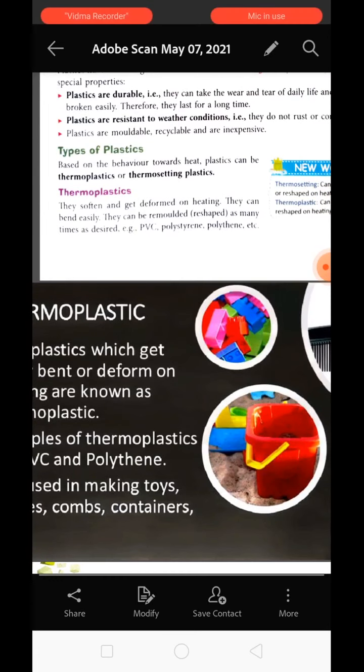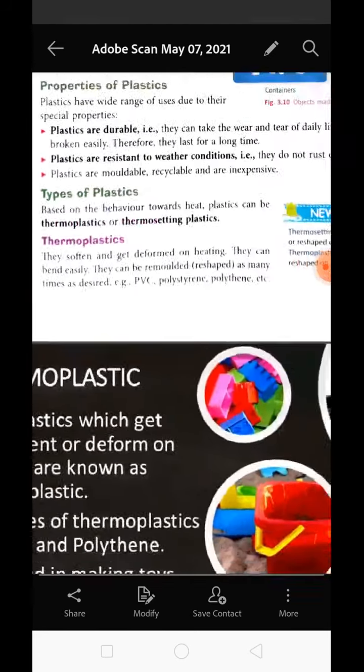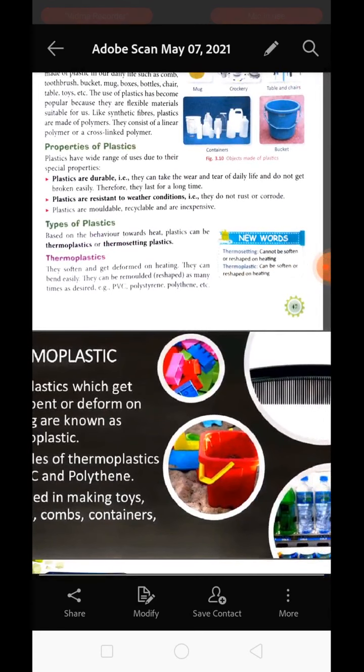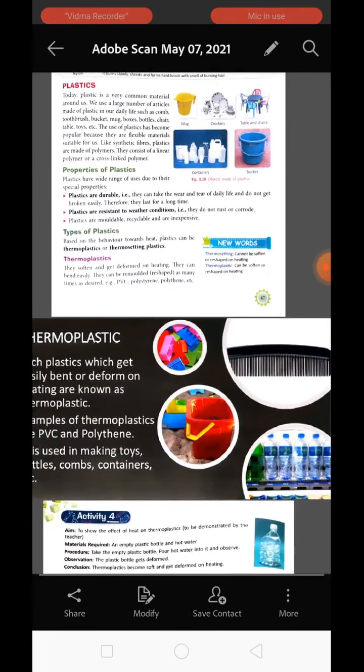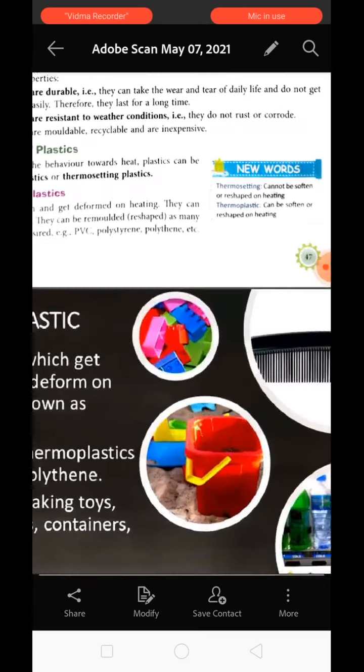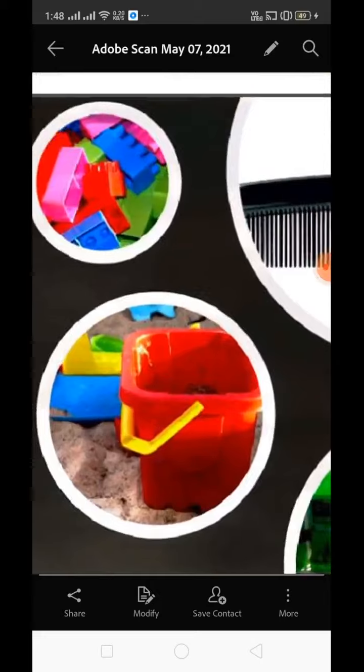Types of plastic. Based on their behavior toward heat, plastic can be of two types. One is thermosetting plastic and the second one is thermoplastic. Thermoplastic is the plastic which can get softened or deformed on heating. It can be softened very easily by providing even a low amount of heat. So it can be remolded into many shapes again and again. Examples are PVC, polystyrene, polythene, etc. You can see over here certain examples of plastic.